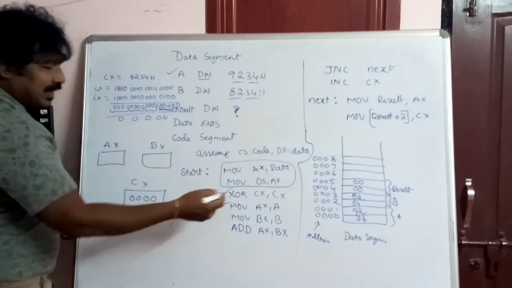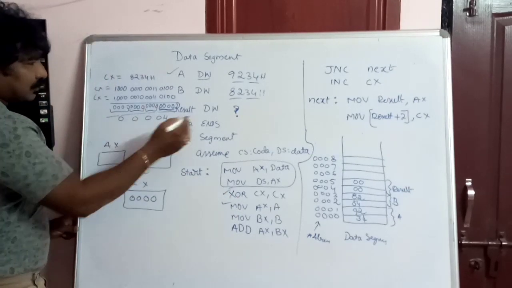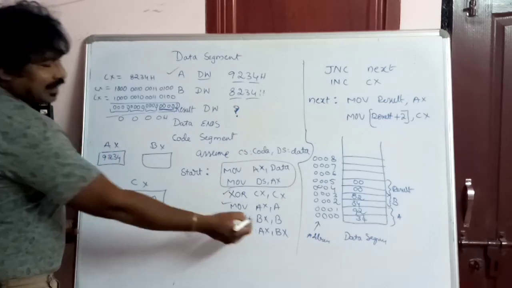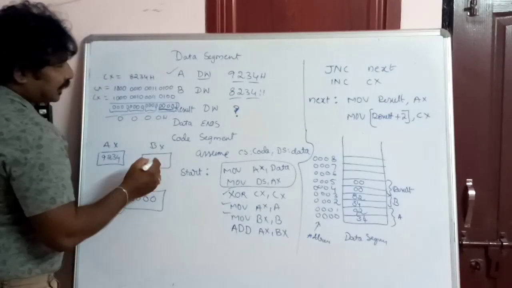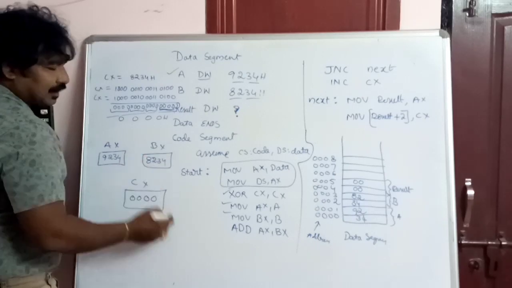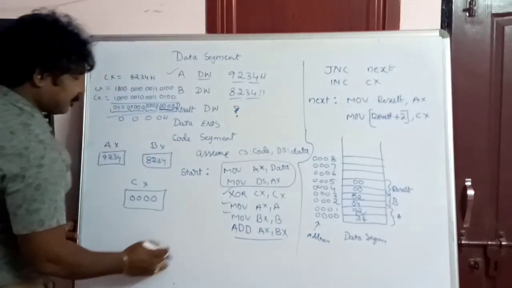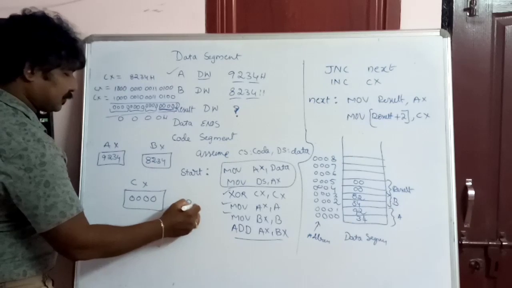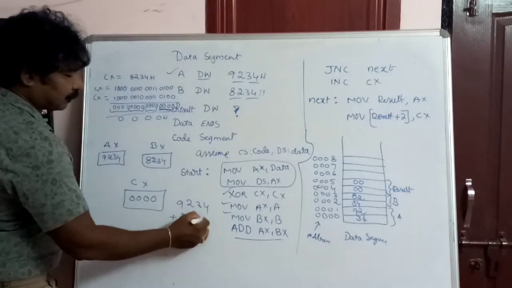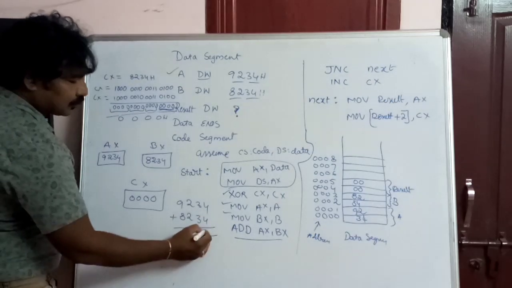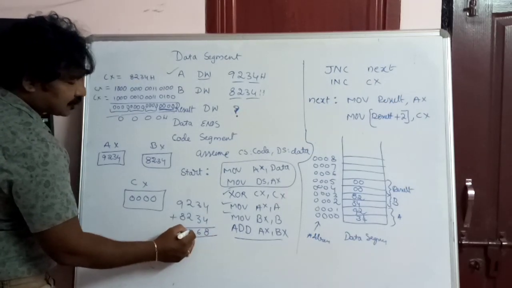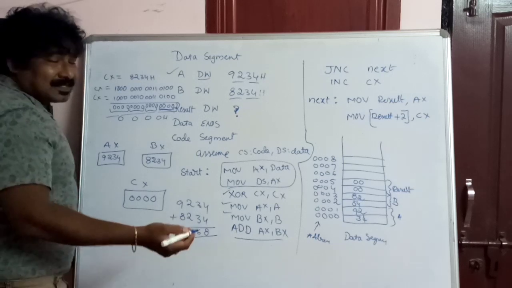Then I have taken the A value into AX. What is the A value? That is 9234. Then I have taken the B value into BX. What is the B value? That is 8234. Then I am adding the two numbers: 9 2 3 4 plus 8 2 3 4. What is my value? 4 plus 4 is 8, 3 plus 3 is 6, 2 plus 2 is 4, and 9 plus 8 is 17.